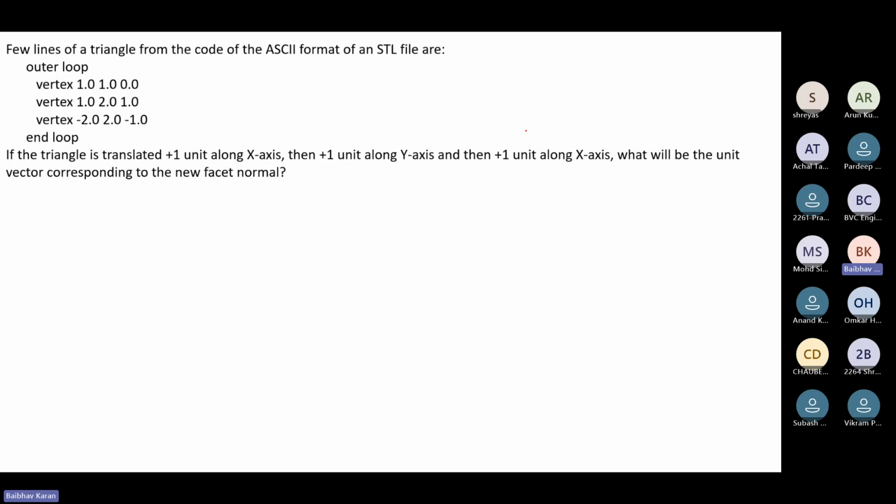Let's solve this question. This is the question. Just give it a try. I will give you 5 minutes. There are two questions, I'll give you 5 minutes each. Just solve this question. If you are still struggling with that, I can help you out.